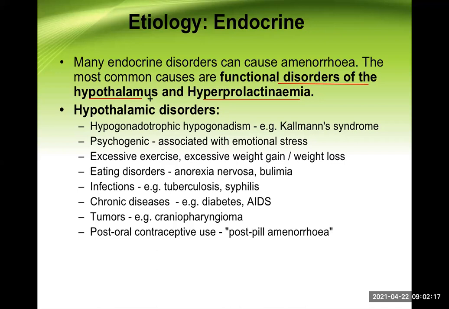Now see there, these are the hypothalamic disorders. Hypogonadotropic hypogonadism, also known as Kallmann syndrome. Okay, one of the examples is Kallmann syndrome. Hypogonadotropic hypogonadism. Now, can you explain what is the meaning of this hypogonadotropic hypogonadism? Anybody?